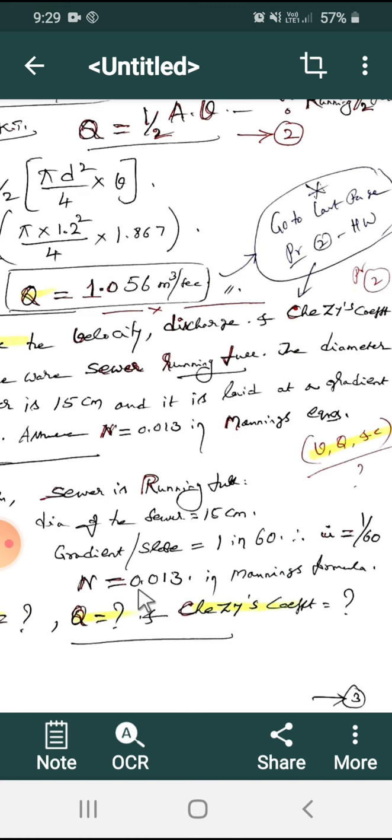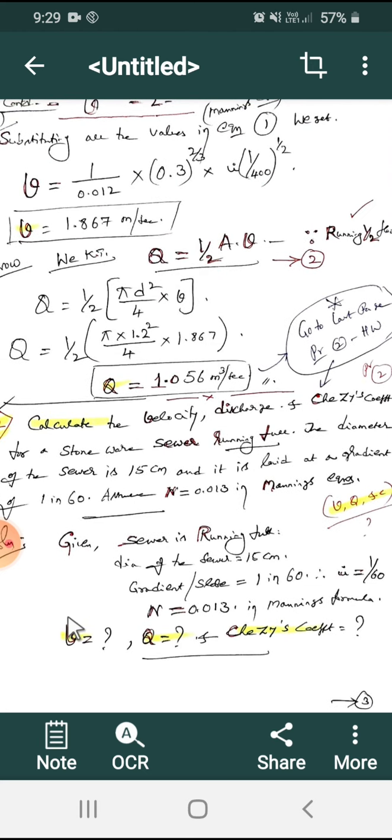N is equal to 0.13 in Manning's formula. See, he has given Manning's formula very neatly. Then that is a clue, which equation you have to use. If not given, let us see. If not given, means the n value is there. Otherwise, you have to use another equation. Now, in this problem, V is equal to question mark, Q is equal to question mark, and Chezy's coefficient also you have to determine. Let us solve this problem one by one. The first step is concerned with the V value.